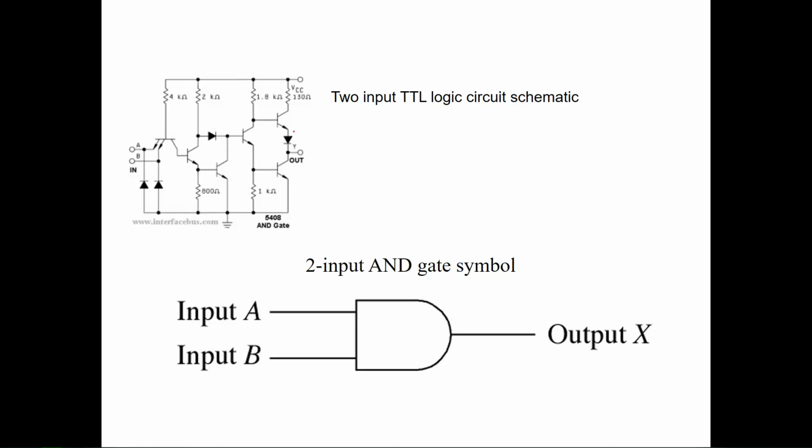So this is an AND gate symbol. You might want to write this down, sketch it out, whatever you need to do. So input A and input B have to be high to equal output X. Okay. Does that make sense to everybody?